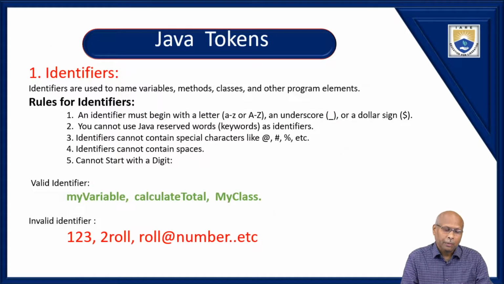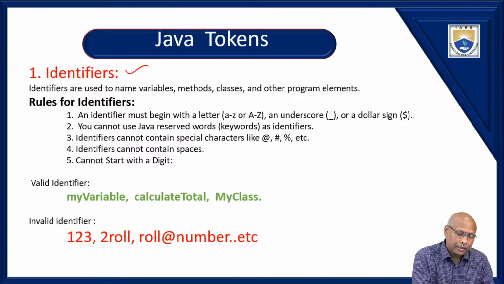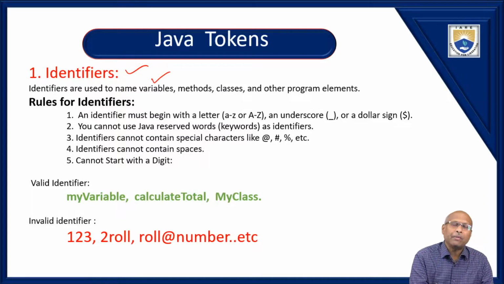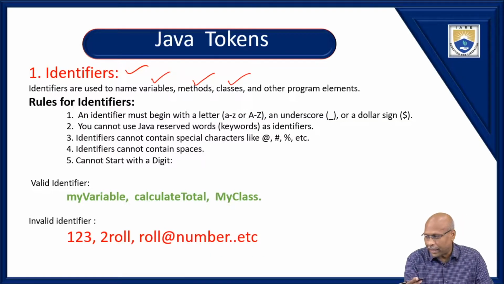Now we'll go to the first token, that is the identifier. An identifier is used to define a variable, a method, a class, or an interface. Whatever names you are going to use are called identifiers. A variable name is an identifier, a method name is an identifier, a class name is an identifier, or an interface name is an identifier. Using that name, you can identify the location in memory.